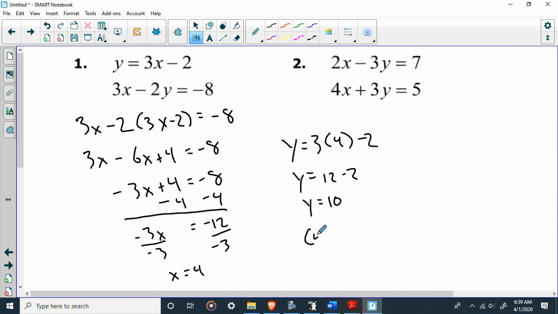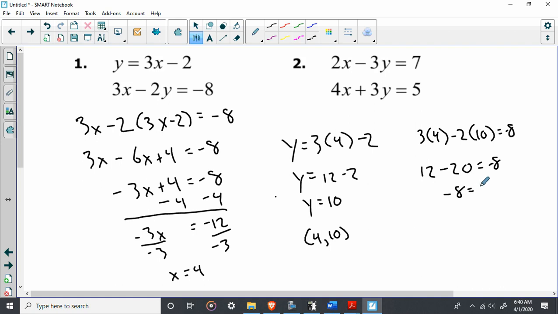We said it's a good idea to check your answers, so we're going to plug it into this one. 3 times what we said x was, 4, minus 2 times what we said y was, 10. 3 times 4 is 12. Negative 2 times 10 is negative 20. And yes, 12 minus 20 is equal to negative 8. So again, substitute and solve. Plug it into the other equation. Check your answer. All right.